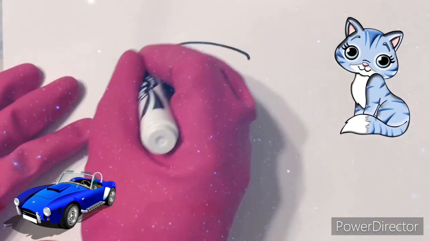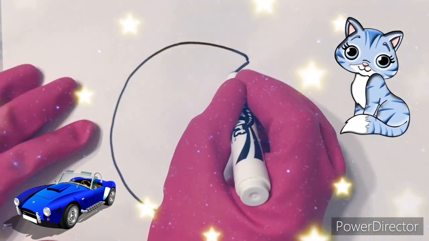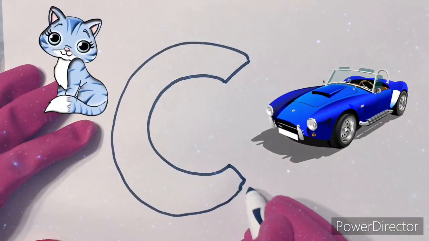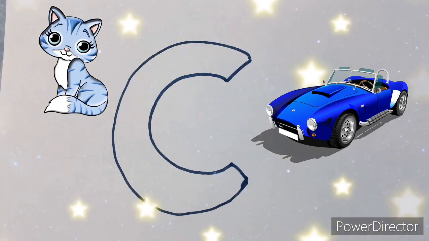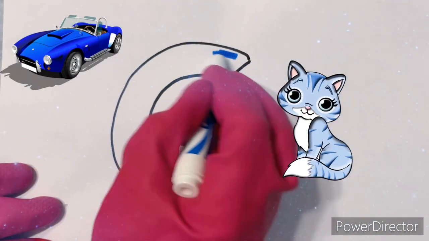Hi guys, let's draw letter C together. It is like half circle. I love blue color. That's why I colored it with blue.